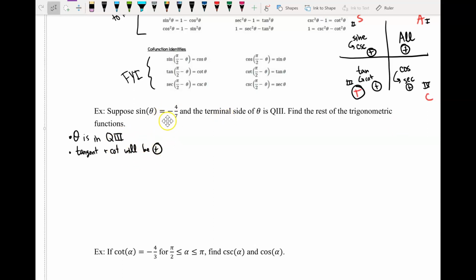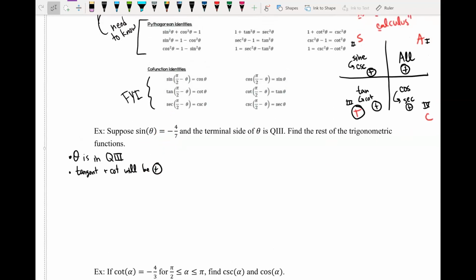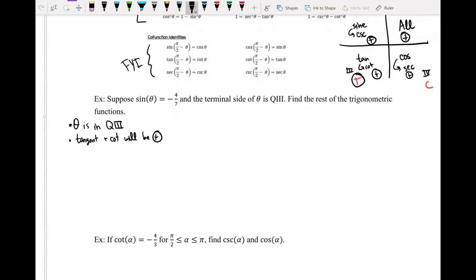The way that I'm going to find the rest of the trig functions is basically using the identities. This is going to be one way to do it. The first way to do it is more algebraic, using identities. In a second, I'll show you another way to do it.